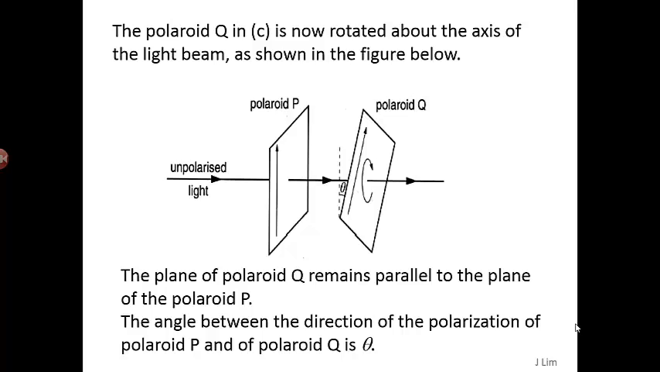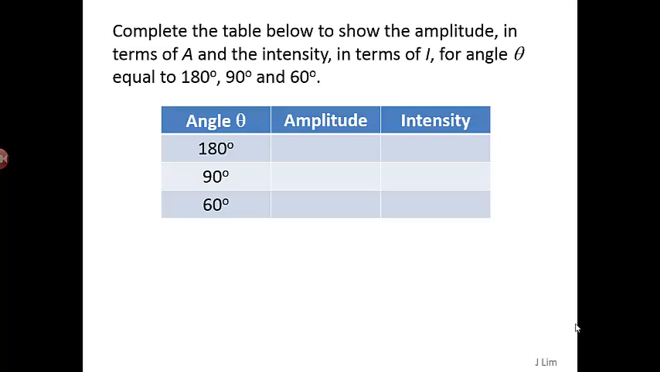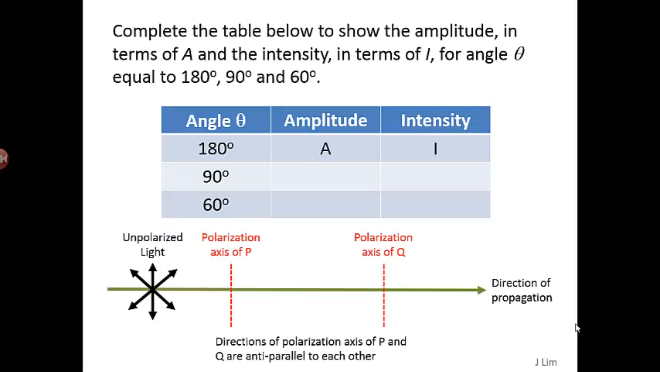The Polaroid Q is now rotated about the axis of the light beam as shown in the figure below. The plane of Polaroid Q remains parallel to the plane of the Polaroid P. The angle between the direction of the polarization of Polaroid P and of Polaroid Q is theta. Complete the table below to show the amplitude in terms of A and the intensity in terms of I for angle theta equal to 180 degrees, 90 degrees, and 60 degrees.